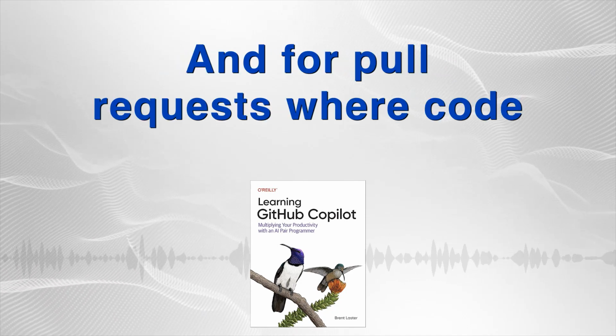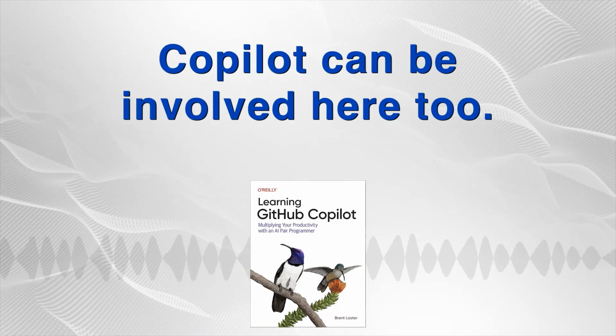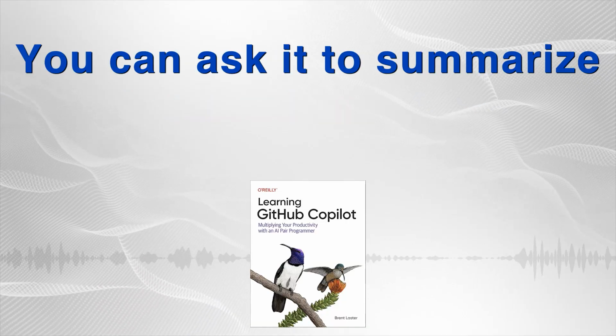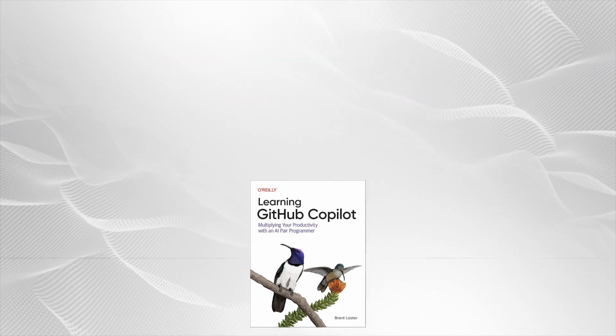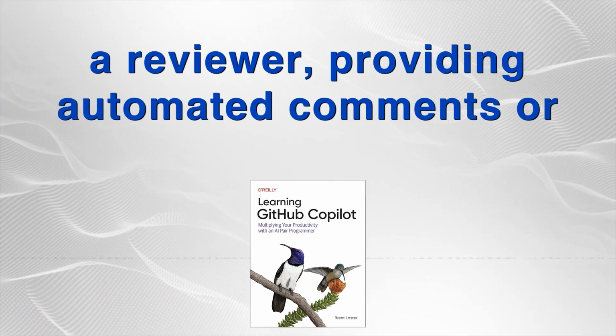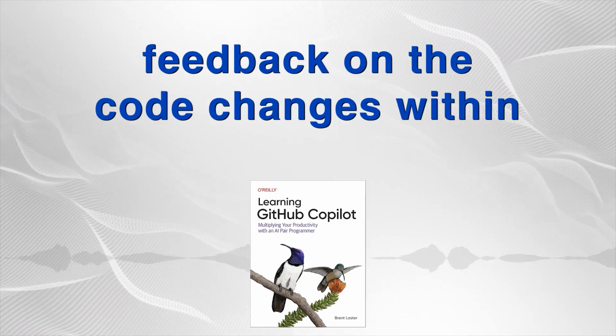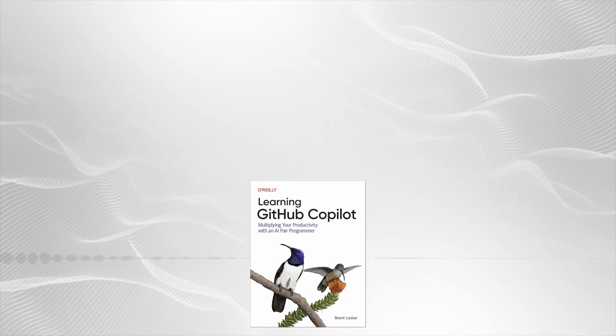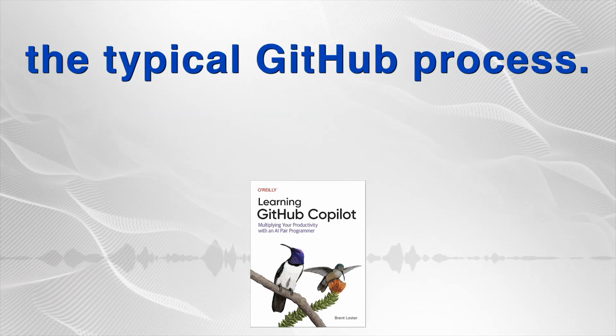And for pull requests, where code changes are reviewed? Copilot can be involved here too. You can ask it to summarize the changes in a pull request, generating a description for you. It can also act somewhat like a reviewer, providing automated comments or feedback on the code changes within the pull request itself. So it's streamlining several steps in the typical GitHub process.